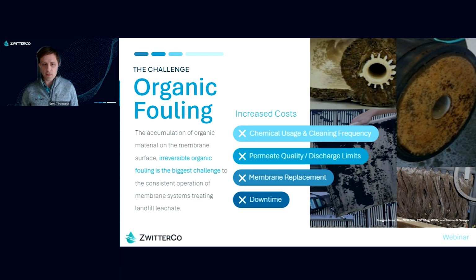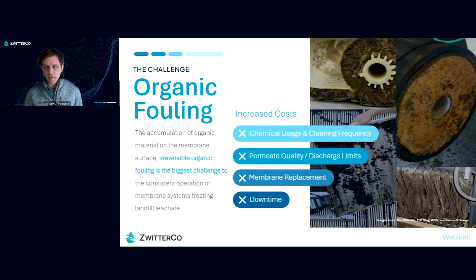Because you're cleaning, over time you're degrading the polyamide surface of the RO membrane, which could cause your salt passage to increase. And eventually you could have difficulty meeting discharge limits, especially for things like ammonia or boron, things that are somewhat difficult for RO to get to low level limits. Of course, if you get to this point, you also need to replace the membranes if you can't recover anymore with the cleaning. So there's a cost associated with that.